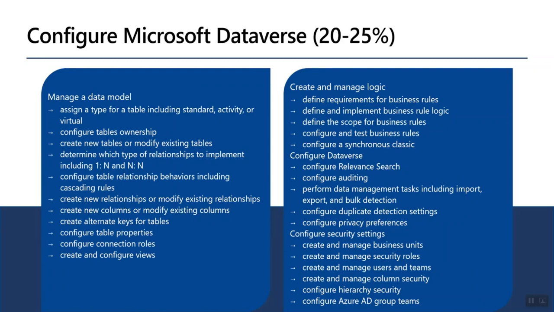We saw around this, do you want to make sure that you delete all the child records when you delete the parent record, or you don't apply that rule at all? These are things that you need to define when you are creating and configuring the tables. How do you create new relationships or modify existing relationships? Creating new columns or modifying existing columns? And how do you configure table properties and connection rules and configure views?